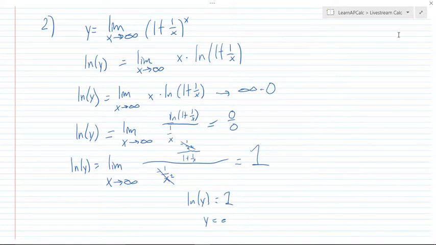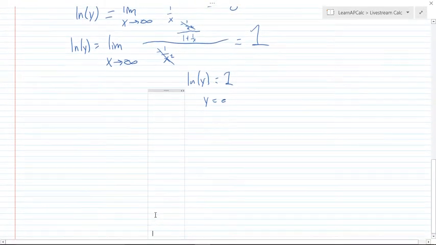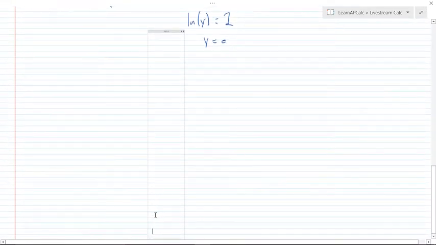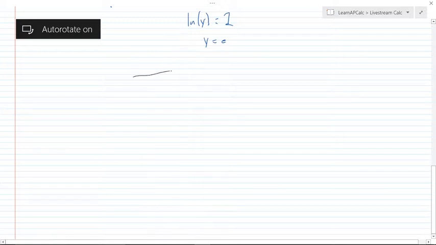Otherwise, I can just go over some other stuff for now. Get some more space here. Okay.